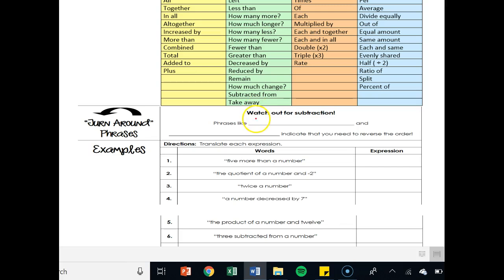So phrases like less than or subtracted from mean you actually go ahead and flip the order, so reverse the order. So for instance, if I had 7 less than 10, to write this, you would actually write, okay, I have that word less than, that means the 7 goes on the other side. This is written as 10 minus 7. So you actually reverse the order of the numbers when you see the words less than or subtracted from. Let's try a couple of these.